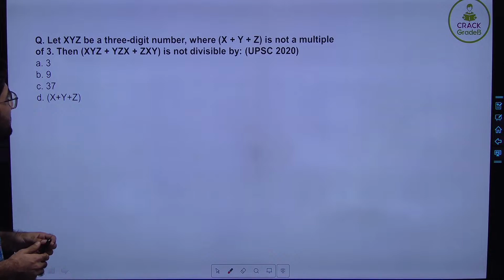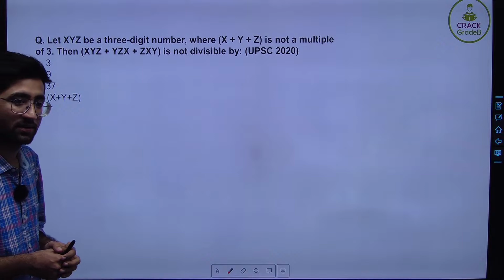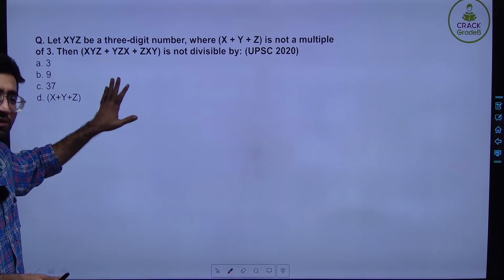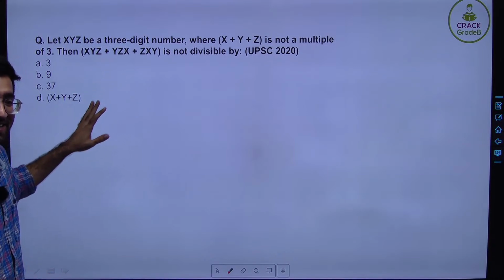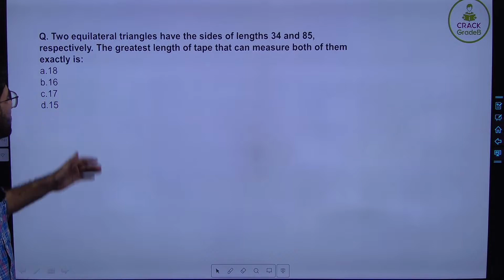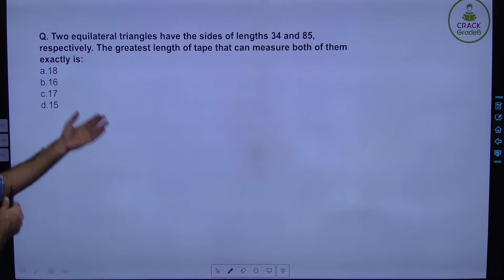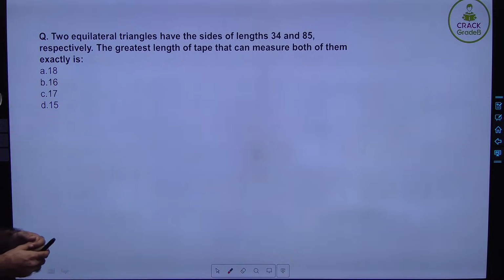The question says, let XYZ be a three-digit number where x plus y plus z is not a multiple of 3. Okay, let us skip this question for now. We will solve it later, right? Let us try to think about these questions.